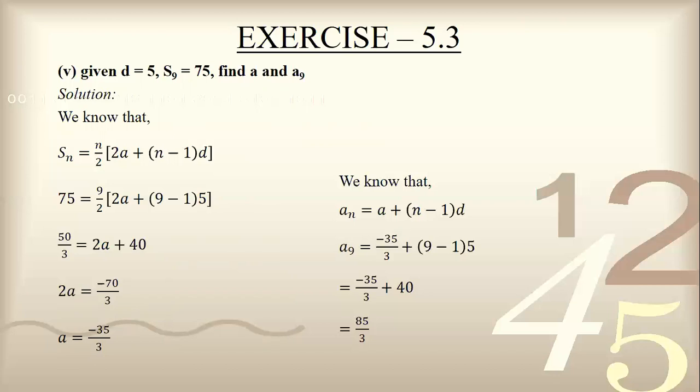We know that an is a plus (n minus 1) into d. So a9 is minus 35 by 3 plus (9 minus 1) into 5. When we solve it, we'll get the answer to be 85 by 3. So in these type of questions, we are using both an formula as well as Sn formula in order to find the answers.